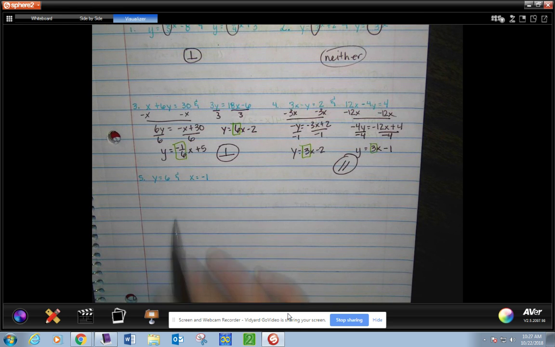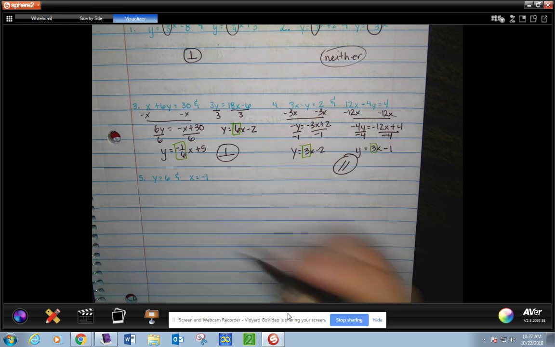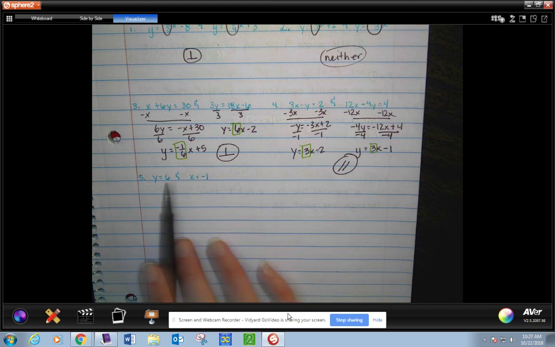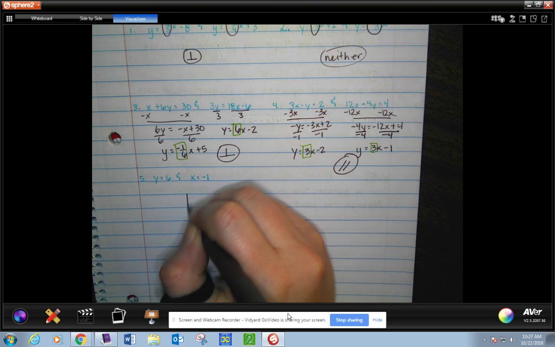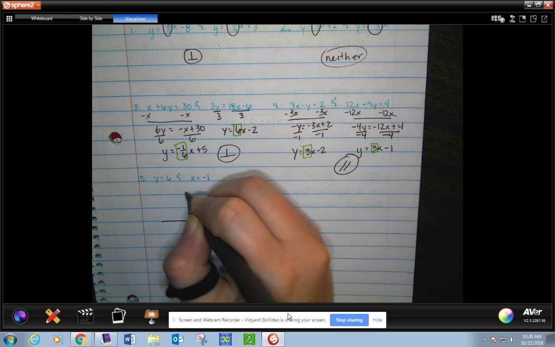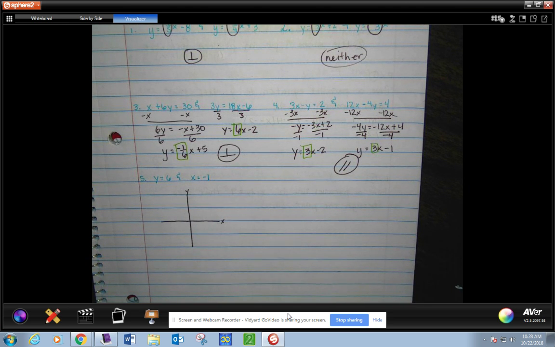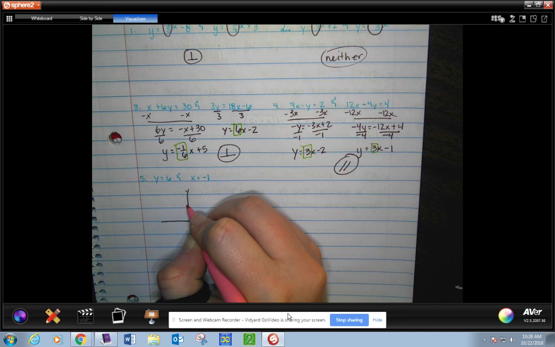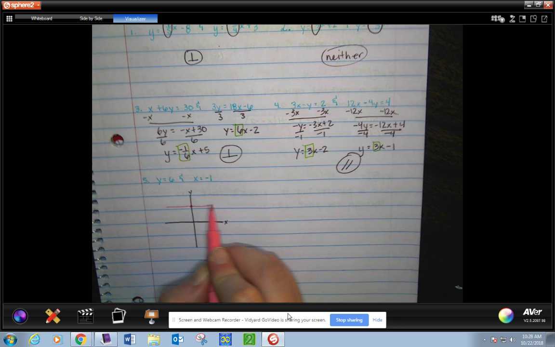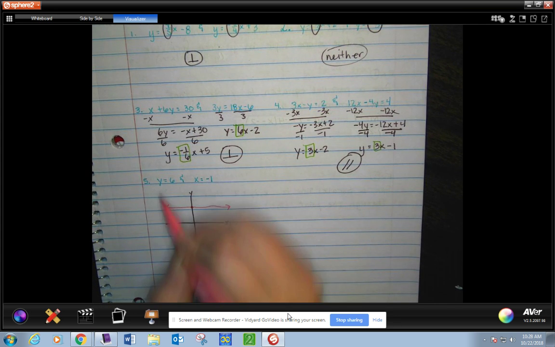Okay, now this last one likes to trick people. So when you're doing this last one, if it's y equals 6 and x equals negative 1, do you notice how they only both have one letter? This will help you if you just draw a little graph, and there's my x-axis and my y-axis. Okay, for y equals 6, when you graph y equals 6, you'd be coming up here to about 6, and you always have to go across the axis. So my line would look something like this.